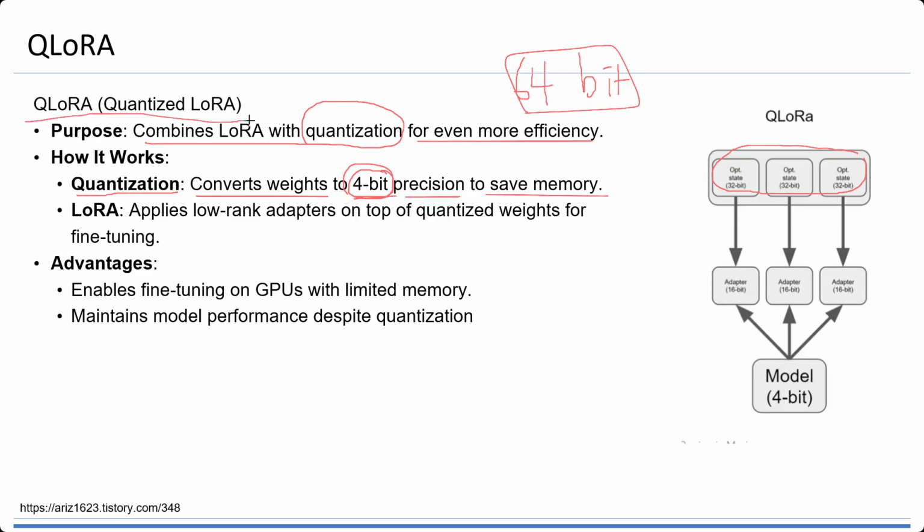So the QLoRa, they try to combine the quantization or the low memory resources with the low rank adaptation. LoRa applies the low rank adapters on top of the quantized weights for the fine tuning. So the advantages, it enables fine tuning on the GPU with limited memory. So if your computer is not that high for the memory, then you can use this QLoRa for the fine tuning. And it maintains the model performance despite quantization. Regardless of the quantization, the model performance is still almost the same with the full fine tuning.